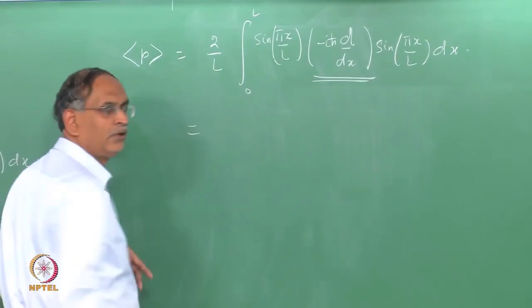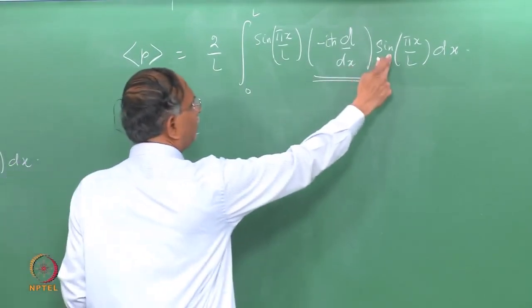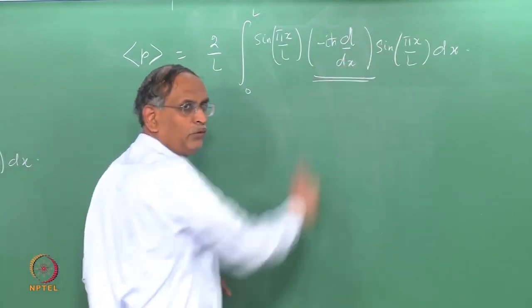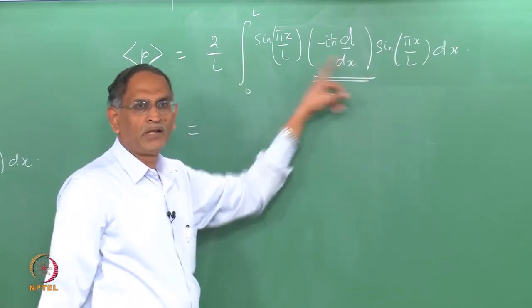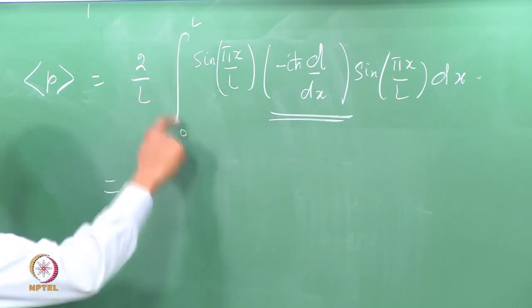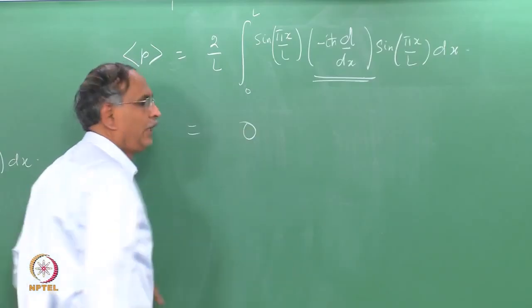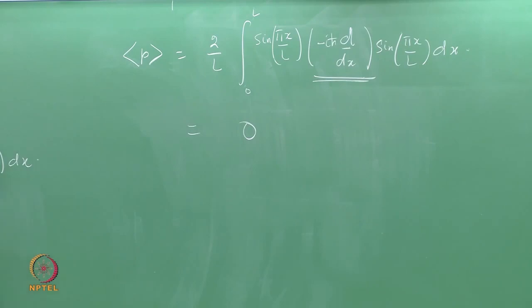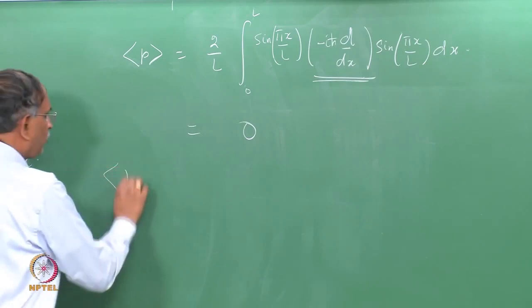What is this? It is very easy to see that the derivative will give you a cos, and a sine cos will give you a sine 2 pi x by L, and that in this interval is actually 0. What about the average value of p squared?